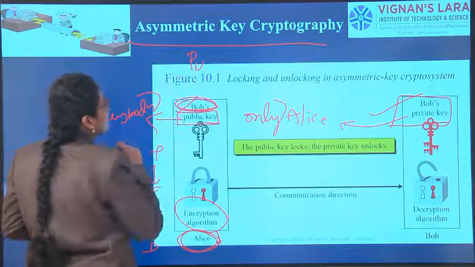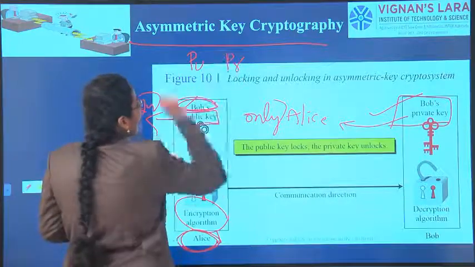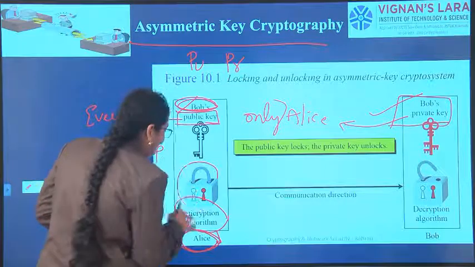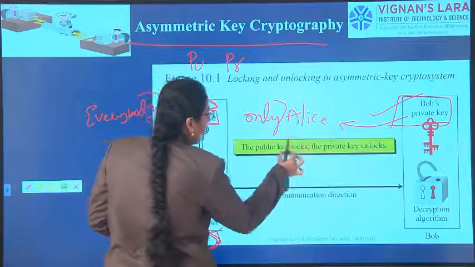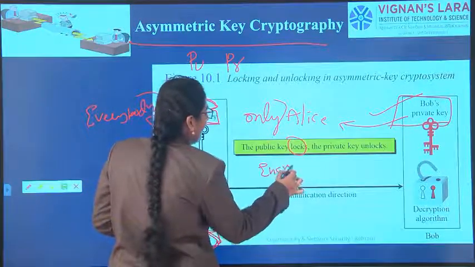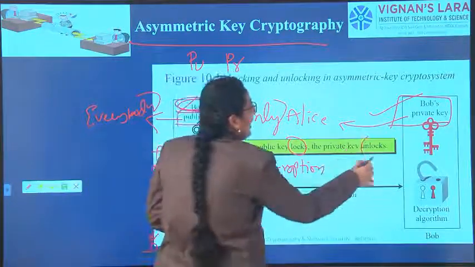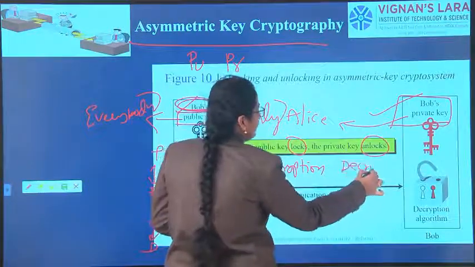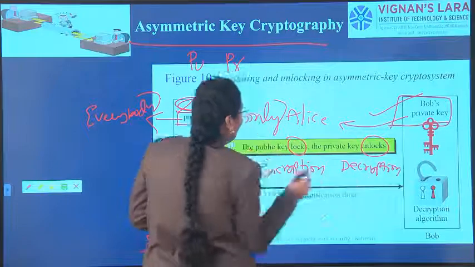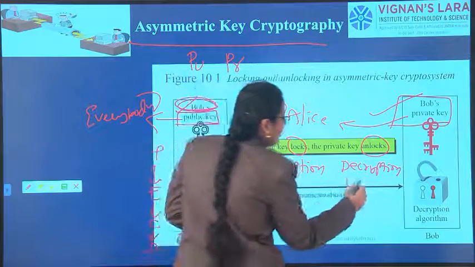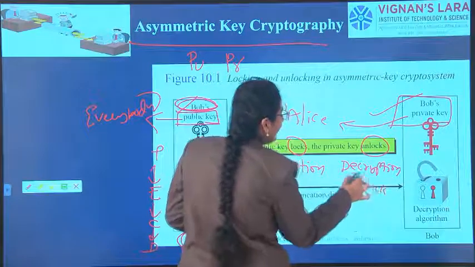PU is used to represent public key. PR is used to represent private key. So for locking, what is the word? What is the meaning of the word lock? Lock means encryption. Unlock means decryption. So the word lock means encryption, and the word unlock means decryption.